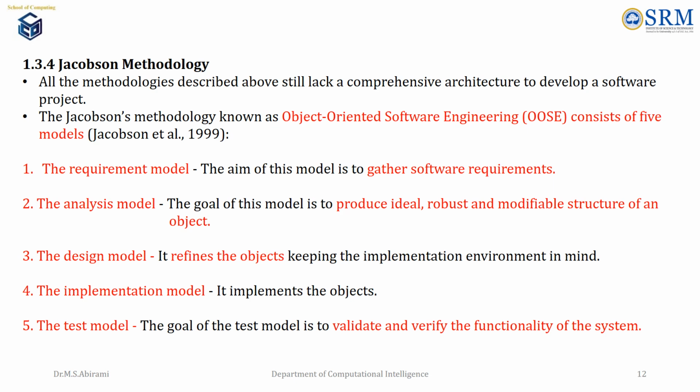Then the next methodology is Jacobson methodology. The above methodologies lack a comprehensive architecture to develop a software project. The Jacobson methodology is also known as object-oriented software engineering, consisting of five models, and was developed in the year 1999. The requirements model aims to gather software requirements. The analysis model is to produce an ideal, robust and modifiable structure of an object. The design model refines the object keeping the implementation environment in mind. The implementation model implements the objects. The test model is to validate and verify the functionality of the system.